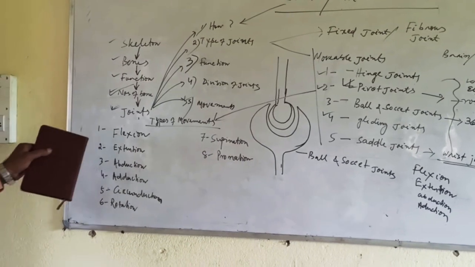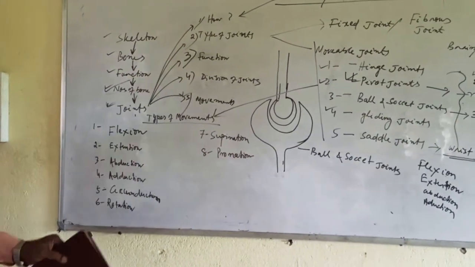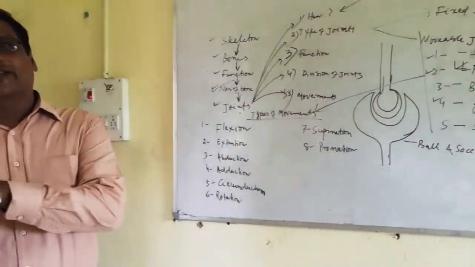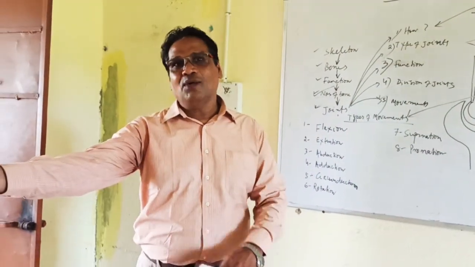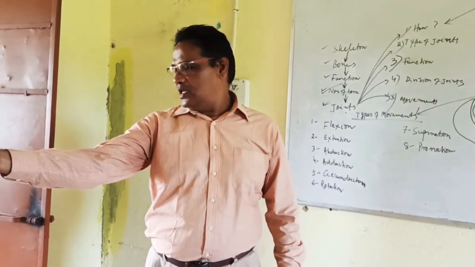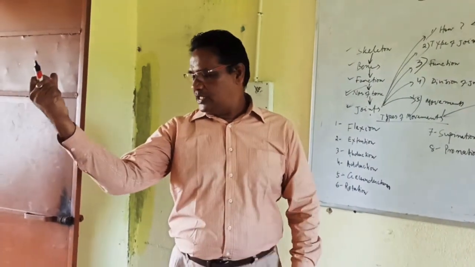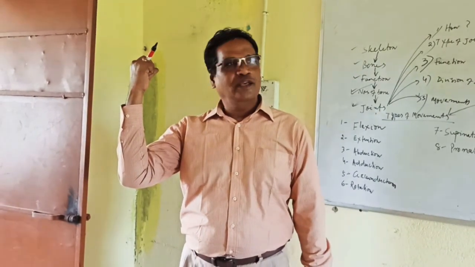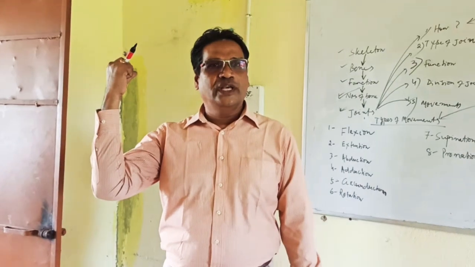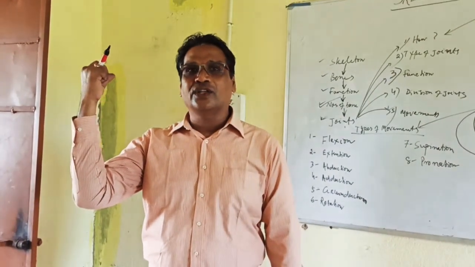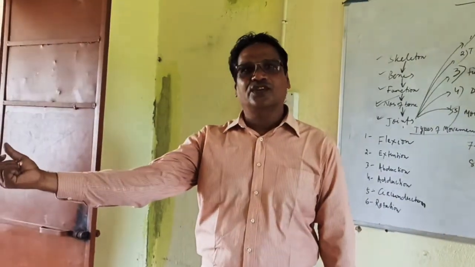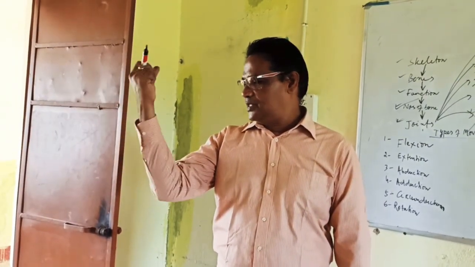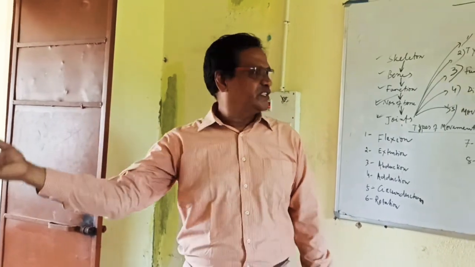So flexion, the angle between the joint will decrease. Suppose this is the angle. I want to make an angle with this elbow. So this is decreasing the angle. That is called flexion. I want to increase the angle of the joint. This is extension. This is flexion. This is extension.